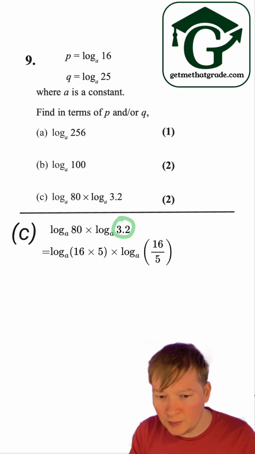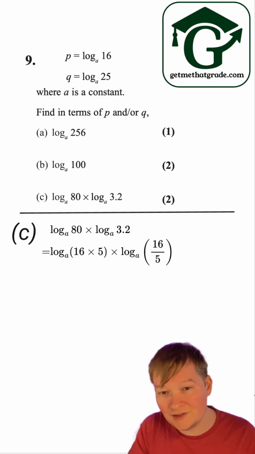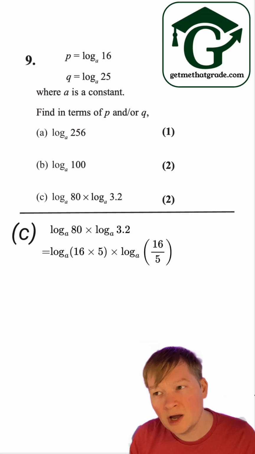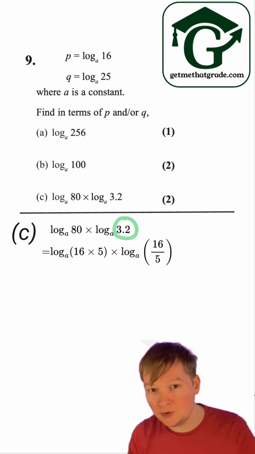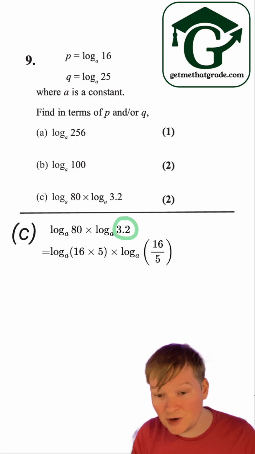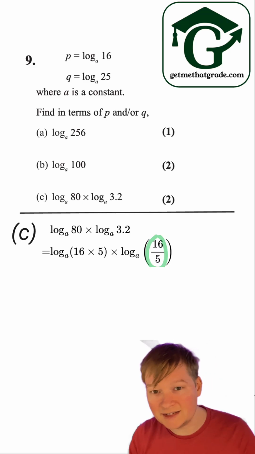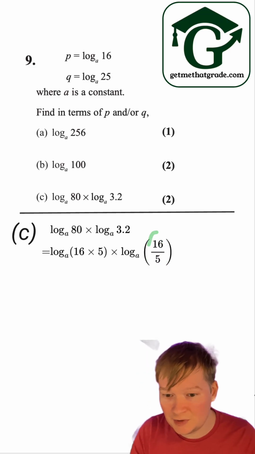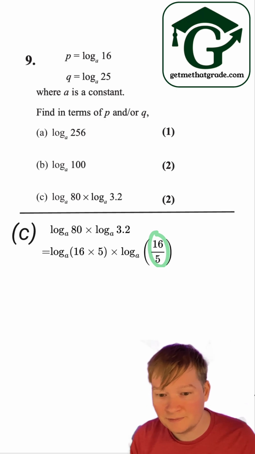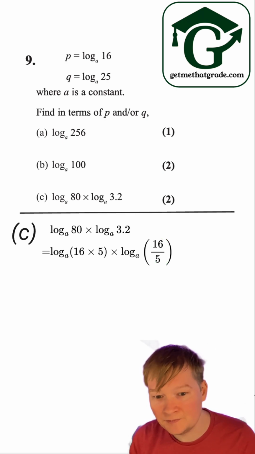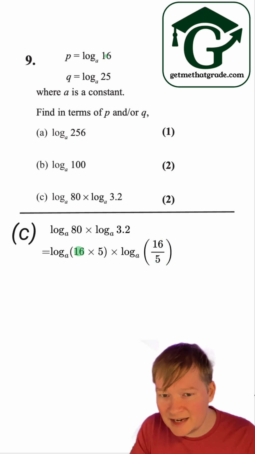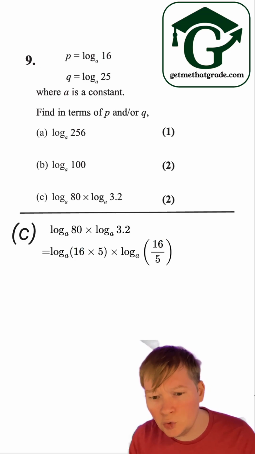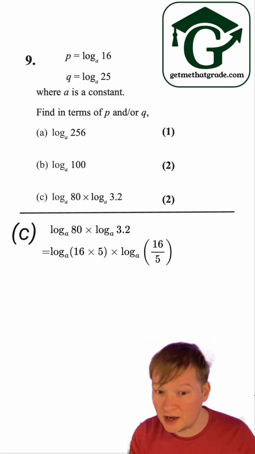What about 3.2? Can we find a link to that with 16 or 25? Well, if you type 3.2 into your calculator and get it to convert it to a fraction, you'll get 16 over 5. Or you might just know it's 32 over 10, which you can simplify to that fraction. How does this help us? Well, we've got that link to 16 here in both of these cases. But we need to use some laws of logs to simplify it further first.